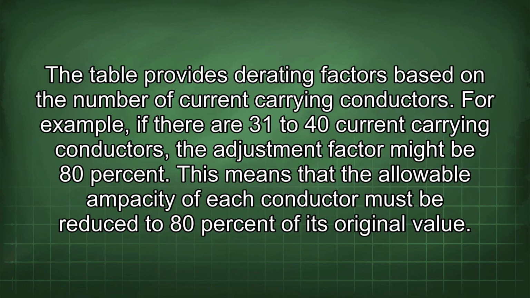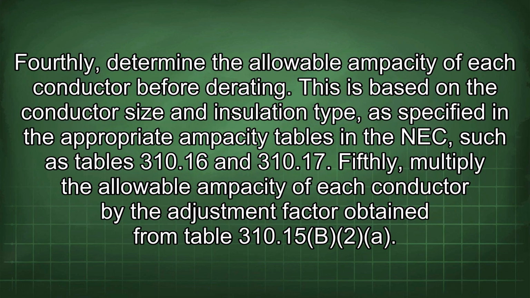The table provides derating factors based on the number of current-carrying conductors. For example, if there are 31 to 40 current-carrying conductors, the adjustment factor might be 80%. This means that the allowable ampacity of each conductor must be reduced to 80% of its original value. Fourthly, determine the allowable ampacity of each conductor before derating.